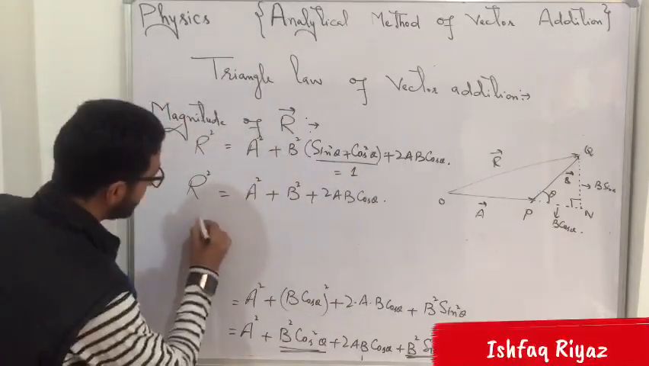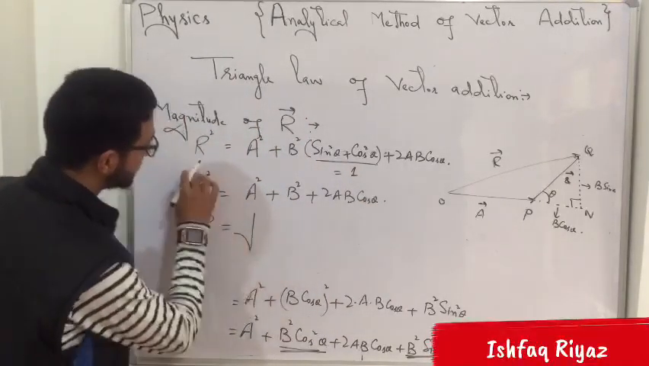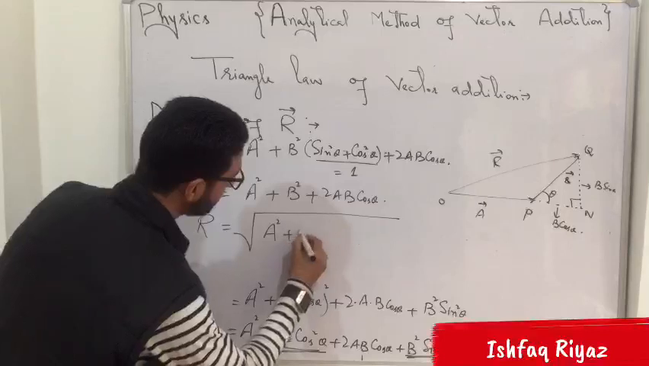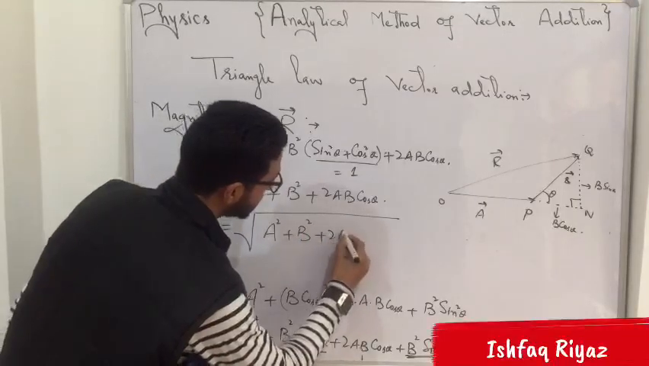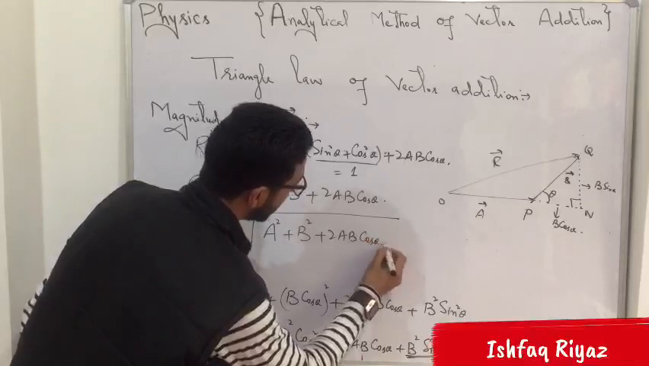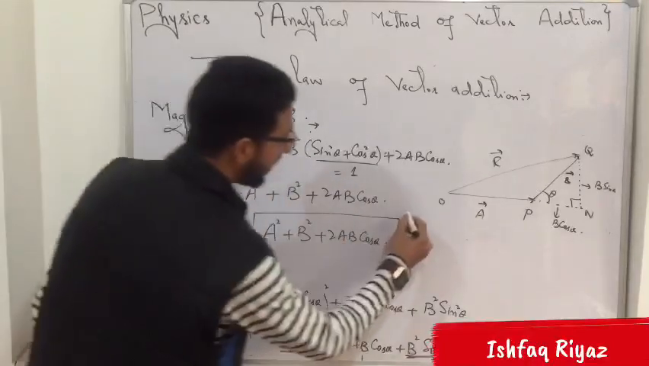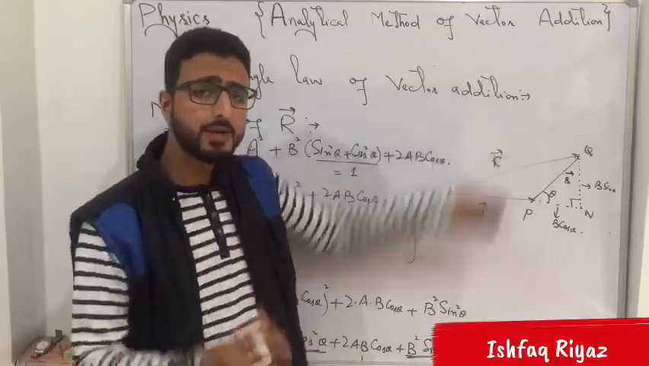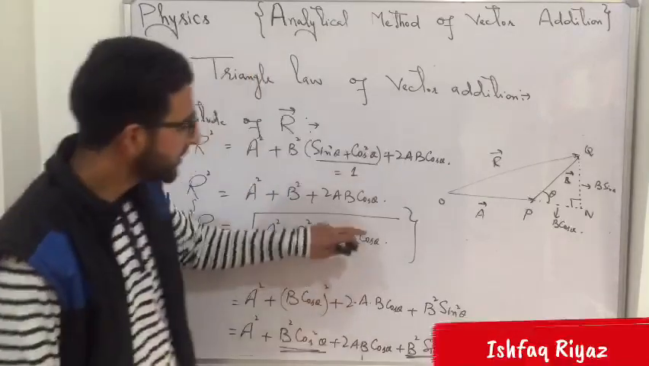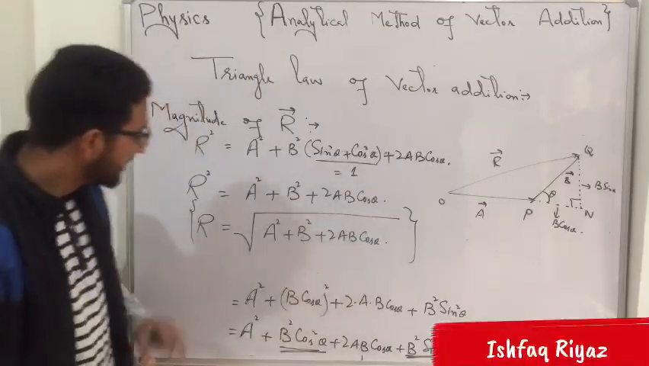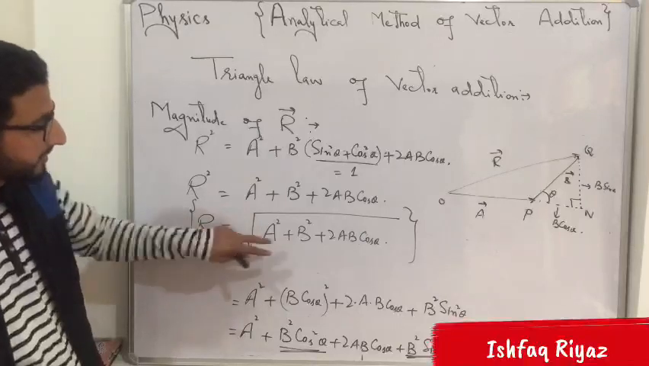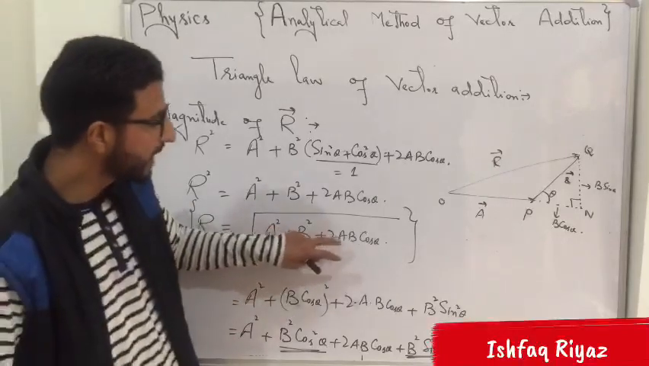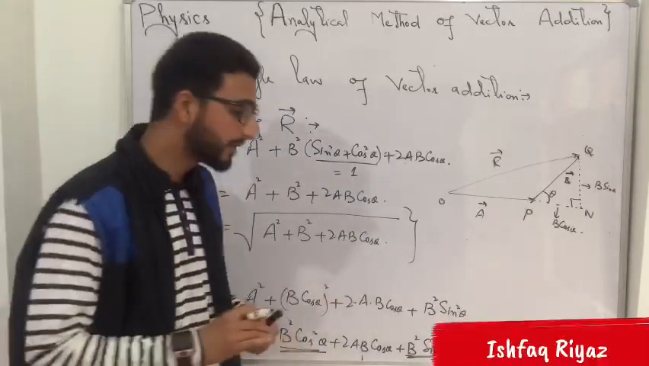Simply I can write magnitude of resultant vector R, since it is square here, so on RHS I have square root of A square plus B square plus 2AB cos of theta. This is the expression for magnitude of the resultant vector R by analytical treatment of vector addition. Simply by mathematical analysis we got the magnitude of the resultant vector R, it is equal to square root of A square plus B square plus 2AB cos of theta. You have to remember this very expression.